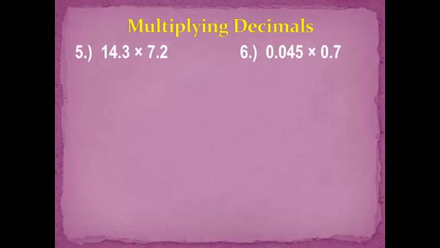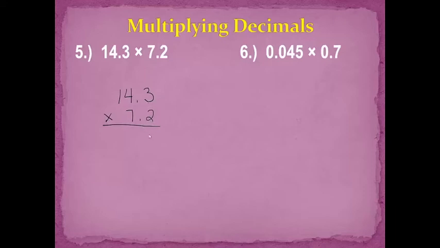Now I'm going to look at multiplying decimals. When I multiply decimals, I do not have to line up my decimal before I multiply. So I'm going to just line up my digits at the end of each number. So for number 5, I have 14.3 times 7.2, or 14 and 3/10 times 7 and 2/10. Sometimes you'll notice the decimals end up being lined up, but they do not have to be. Now I'm going to go ahead and multiply.